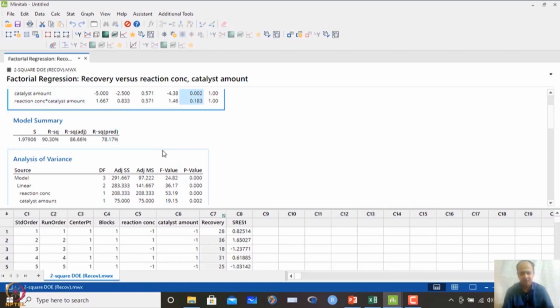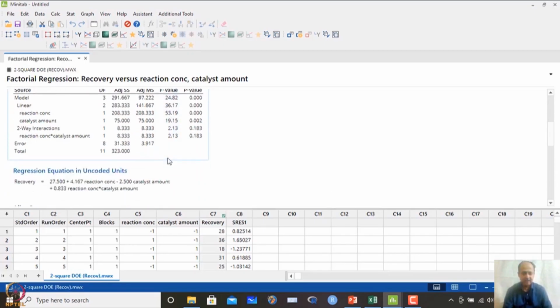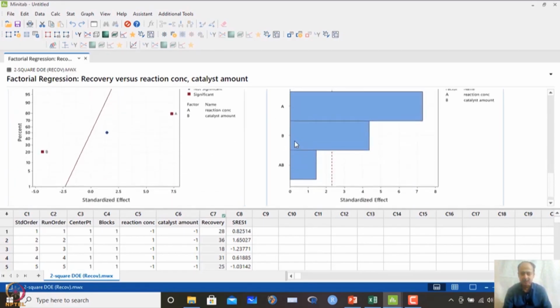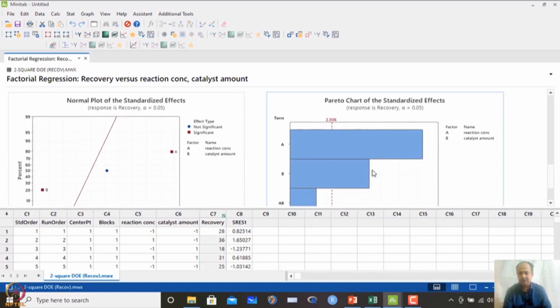So, 78.17, let us assume R square predicted. The higher the R square predicted, the better the model in our opinion, because unknown observations can be predicted with more accuracy. So, here it is 78.17, quite adequate. And in this case the two-way interaction is not prominent, as we have seen. Then we go to the Pareto effect plot, the standardized effect plot.